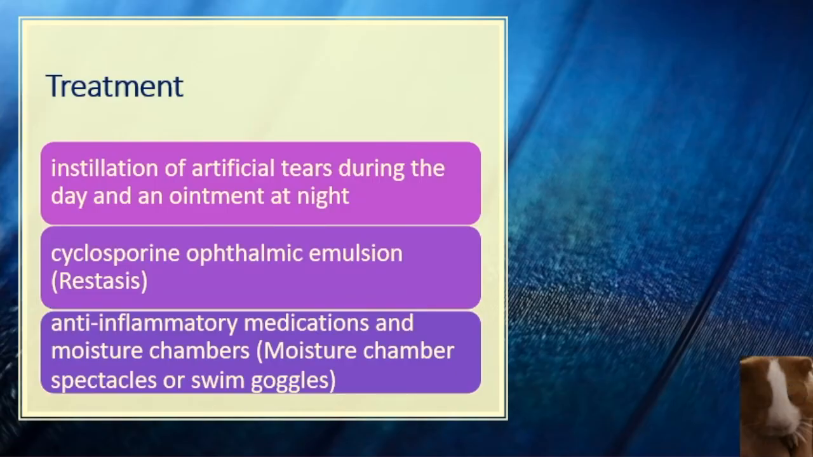So what is the treatment for this patient? You would have your instillation of tears, during day and night, and ointment at night. There could be cyclosporine ophthalmic emulsion. There could be anti-inflammatory medications and moisture chambers. Moisture chambers or swim goggles may be given to your patient.